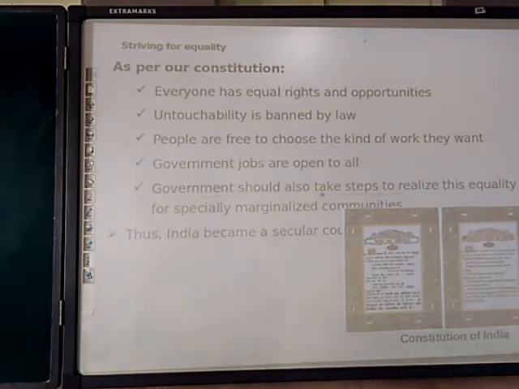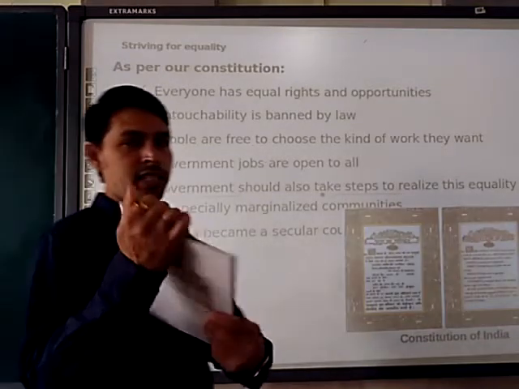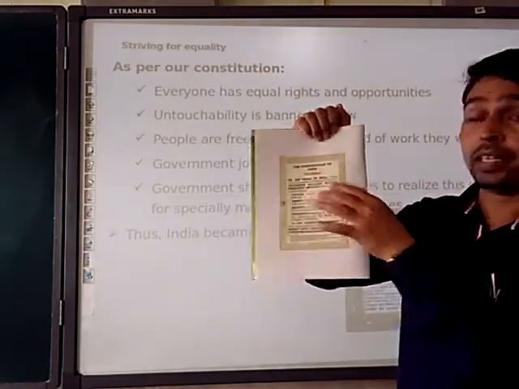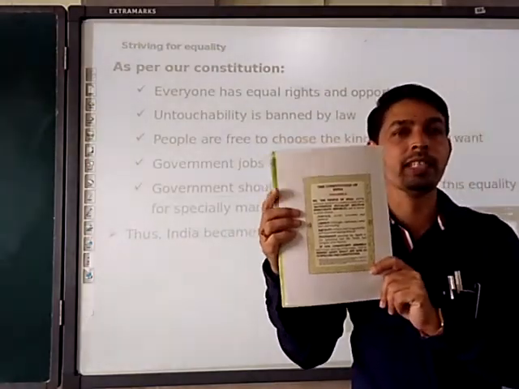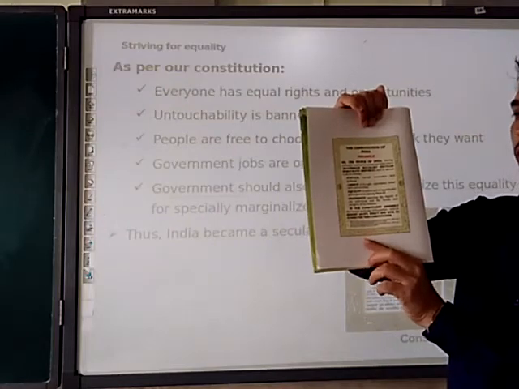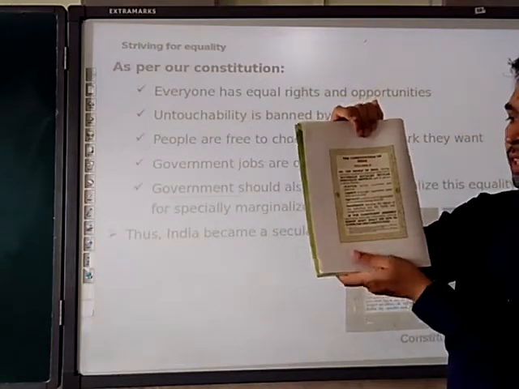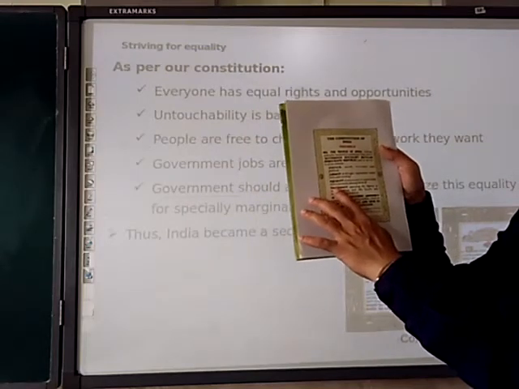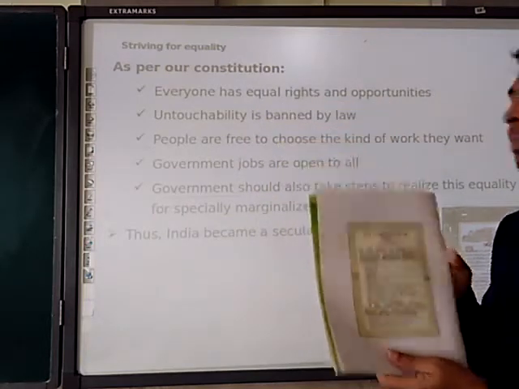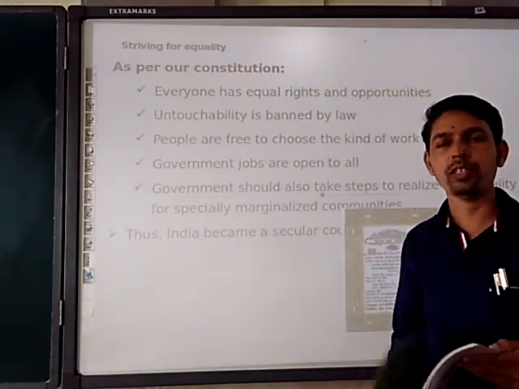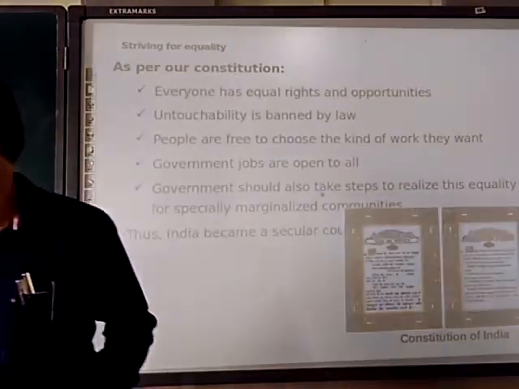Here is the photograph of the preamble of the Constitution of India. Each and every NCERT textbook carries the preamble of the Constitution of India on the first page. In it, it is stated about justice, liberty, equality, fraternity. By reading this you can understand that by the Indian Constitution all the people are equal before the law in the country.